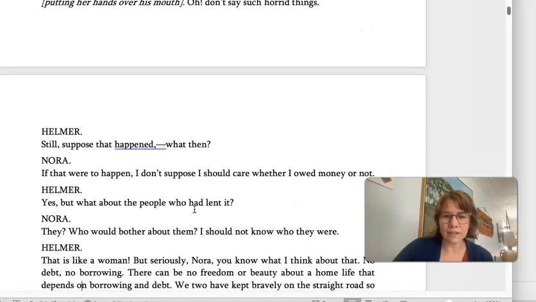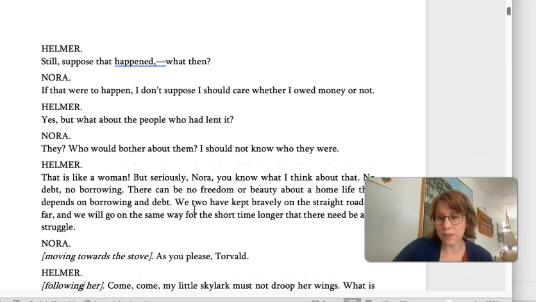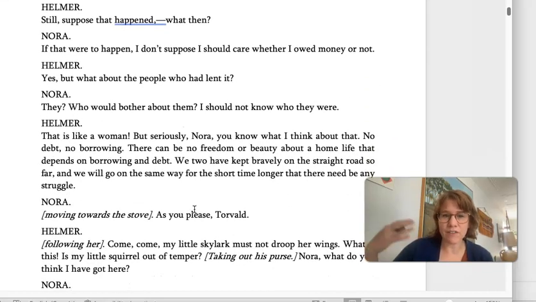He thinks that looks poorly upon him as a man who's a breadwinner, to have to rely on other people's money to support your family. And he says things like that. So Nora says, I don't suppose I should care whether I owe money or not. And then Torvald says, that is like a woman, right?